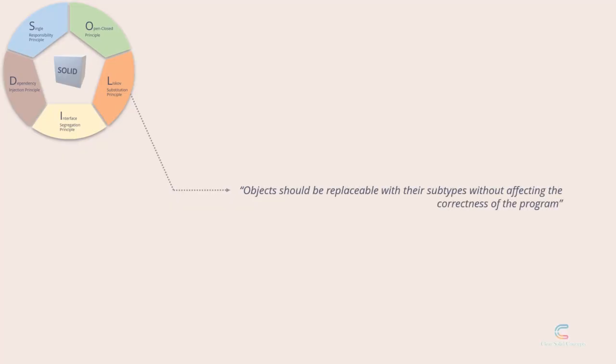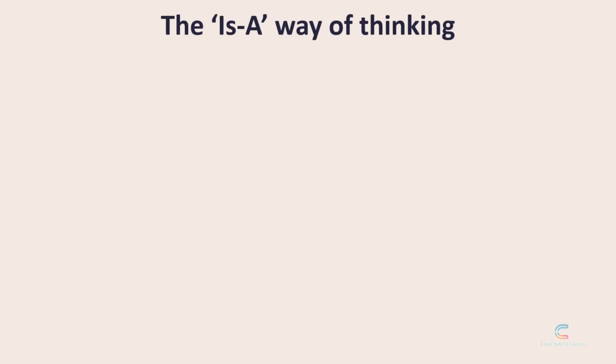Let's look at what this principle says. It goes like this: objects should be replaceable with their subtypes without affecting the correctness of the program. To explain this, we will start with inheritance, which is a basic feature of any object-oriented programming language. Inheritance is also referred to as the is-a relationship.